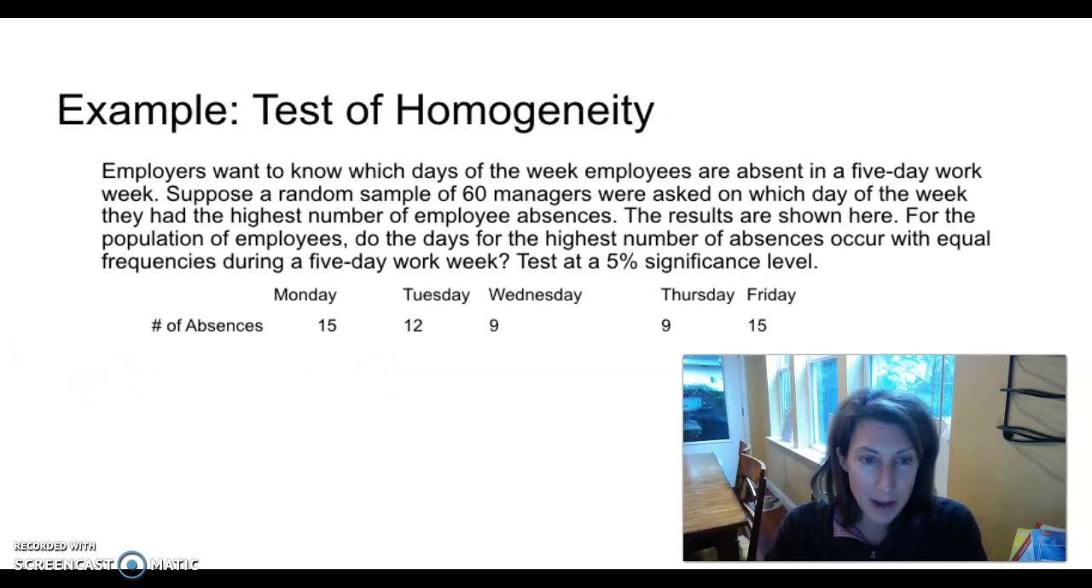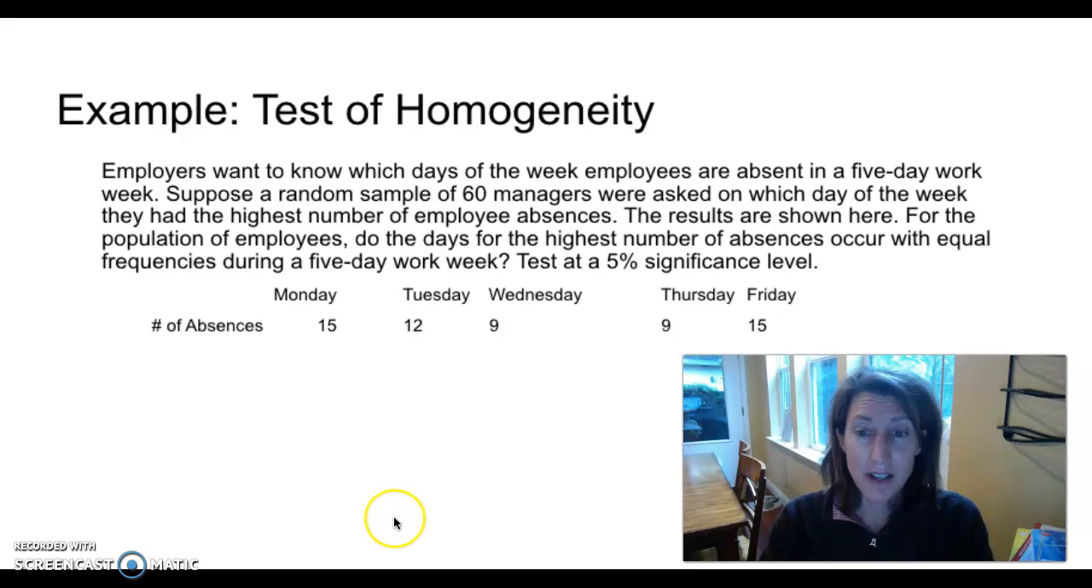All right, let's go through an example. So let's do one of these tests of homogeneity. An employer wants to know which days of the week employees are absent in a 5-day work week. Suppose a random sample of 60 managers were asked on which day of the week they had the highest number of employee absences. You could see how this would be good for budgeting, things like that, staffing. The results are shown here.